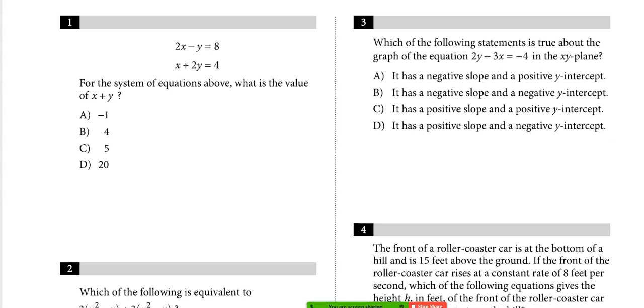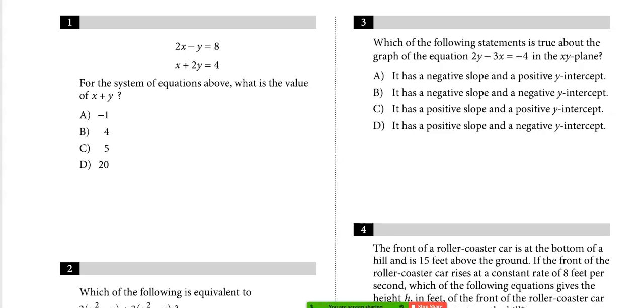All right, number 1. Starts off with the systems of equations. It says for the system of equations above, what is the value of x plus y? So it looks like I'm going to have to solve. Sometimes I can just add or subtract these two rows and it'll turn into x plus y. I don't really see that happening here because when I add them I get 3x plus y. So sometimes you get lucky and that's what they want. So I always look for that first, but looks like I'm not going to get that lucky.